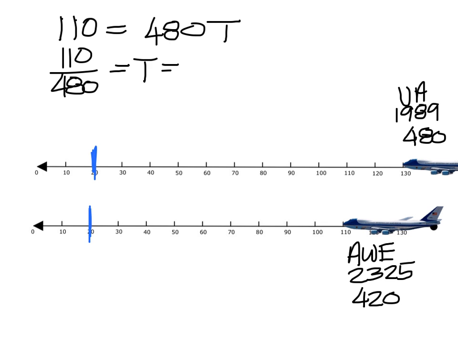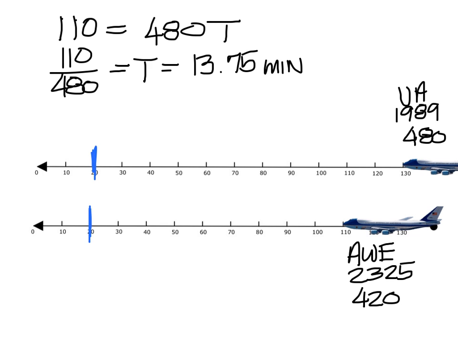What do I do to change that to minutes? Times it by 60, or if I wanted to, I could leave it as 0.2291, maybe round it to the third decimal place, maybe the second, maybe the fourth. But if we want to put it in terms of minutes, we can do times 60 and come up with 13.75. 13.75 minutes to go 110 miles.